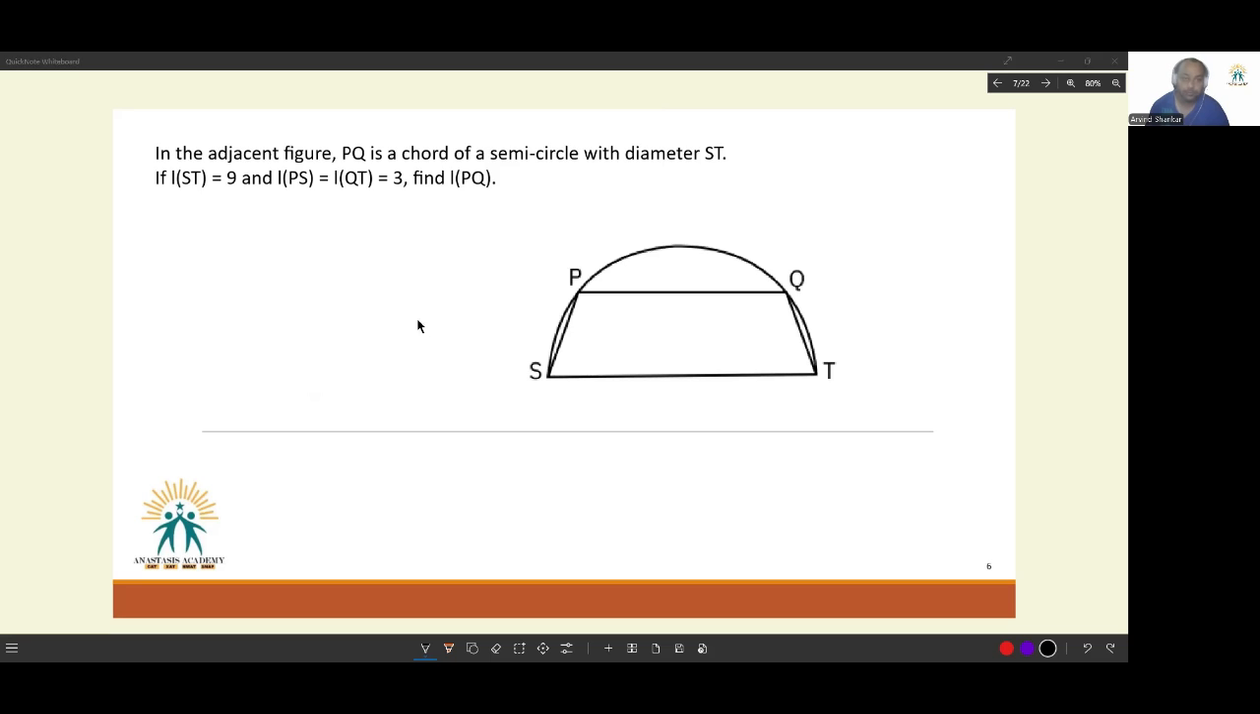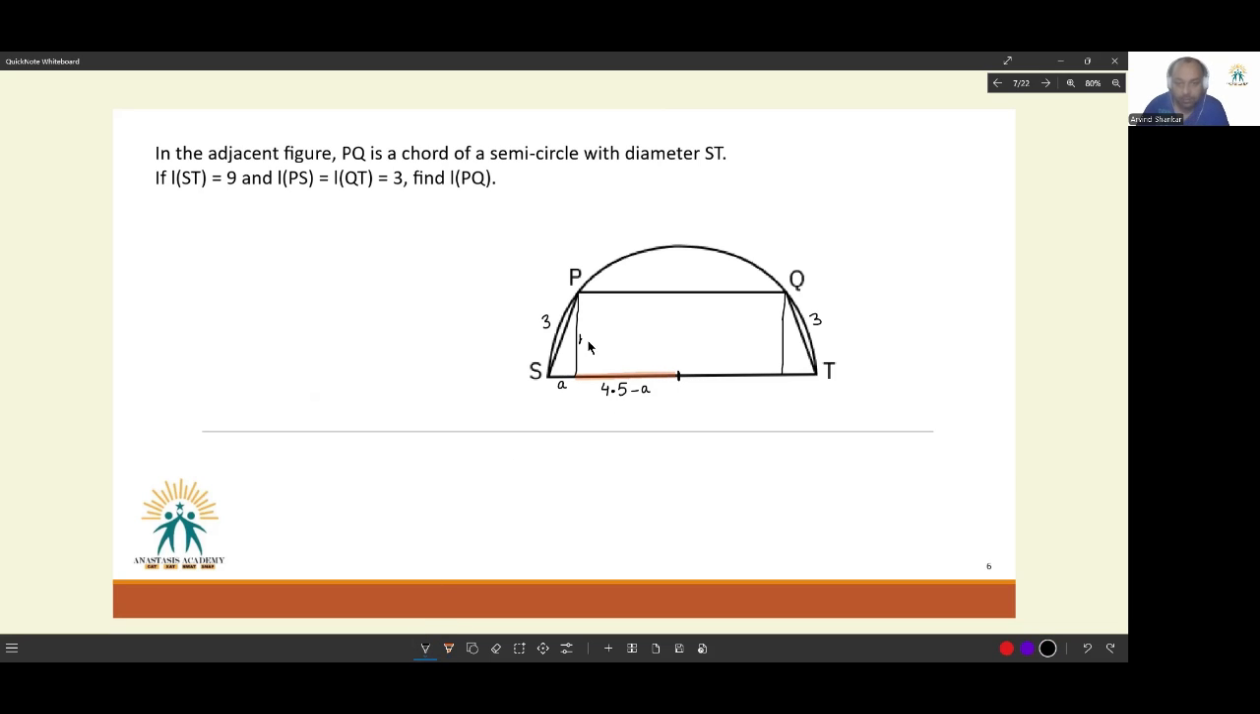Next question now. In the adjacent figure, PQ is a chord of a semicircle with diameter ST. ST is 9. PS is equal to QT is equal to 3. Find PQ. Okay. So PS is 3. QT is 3. I'm dropping perpendiculars on either side. Now, okay, this is the center. ST was 9. If this is A, this is 4.5 minus A.